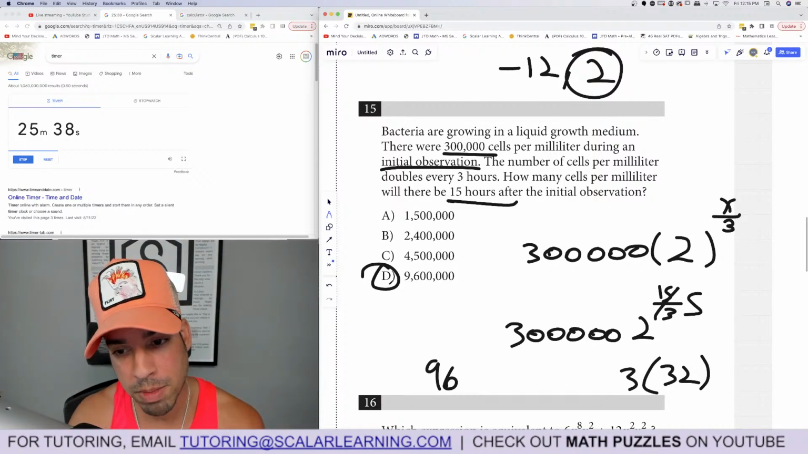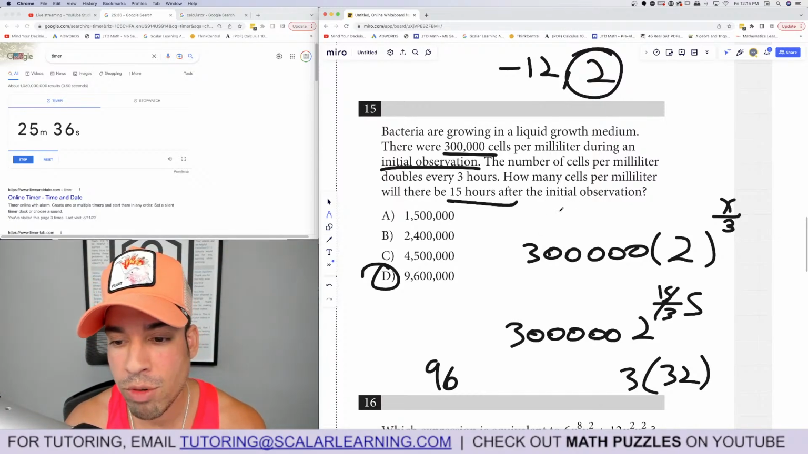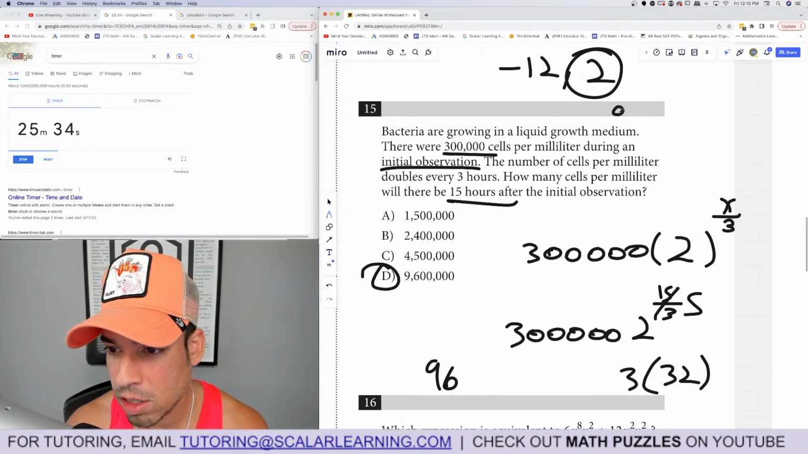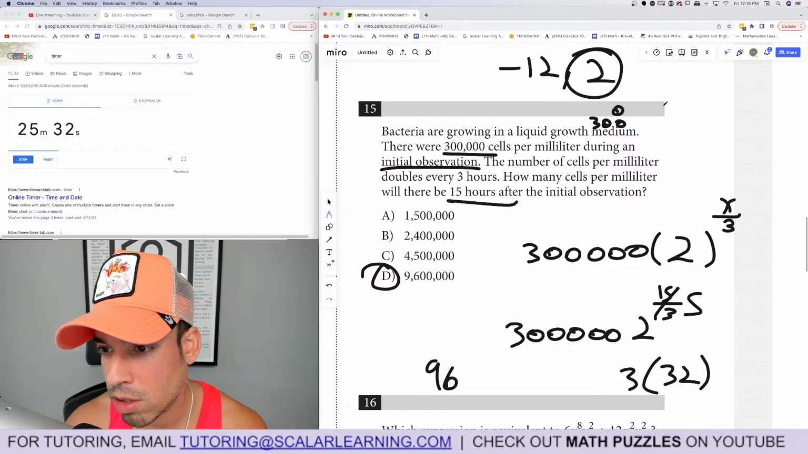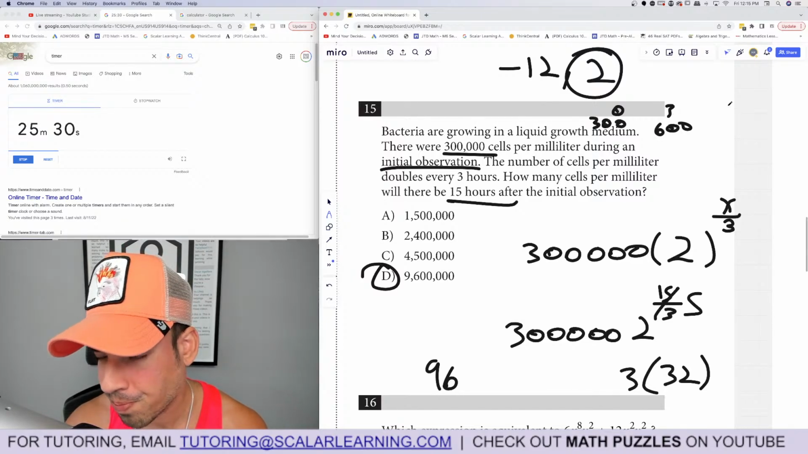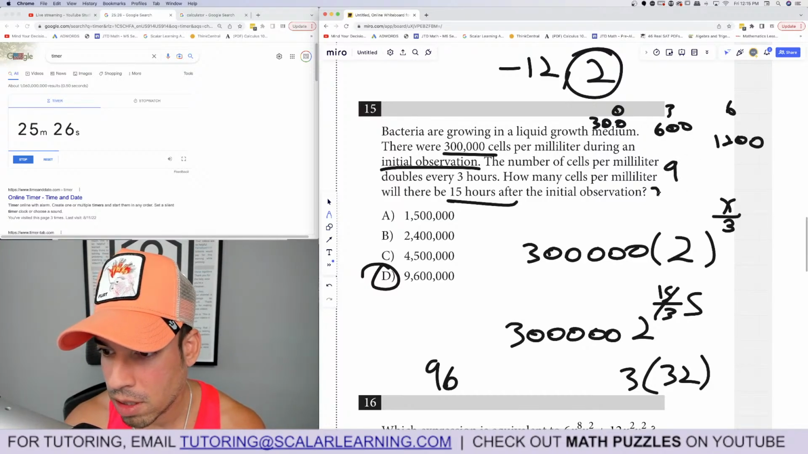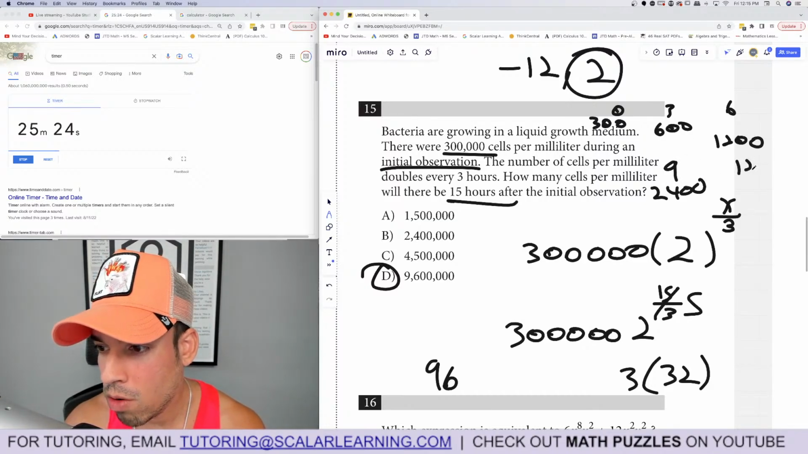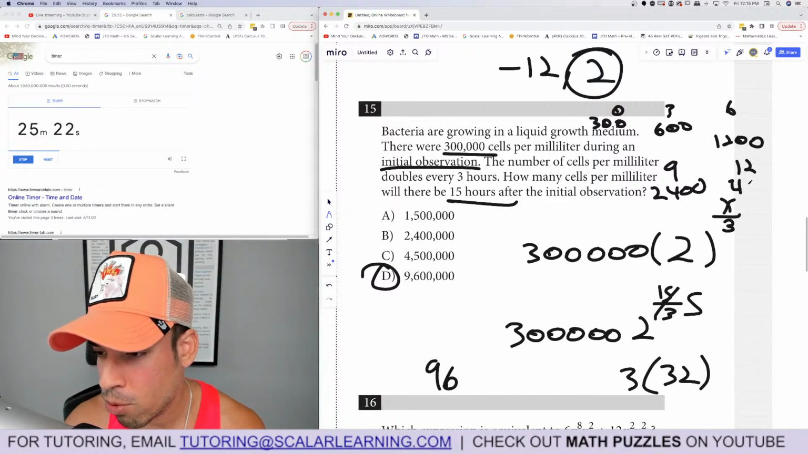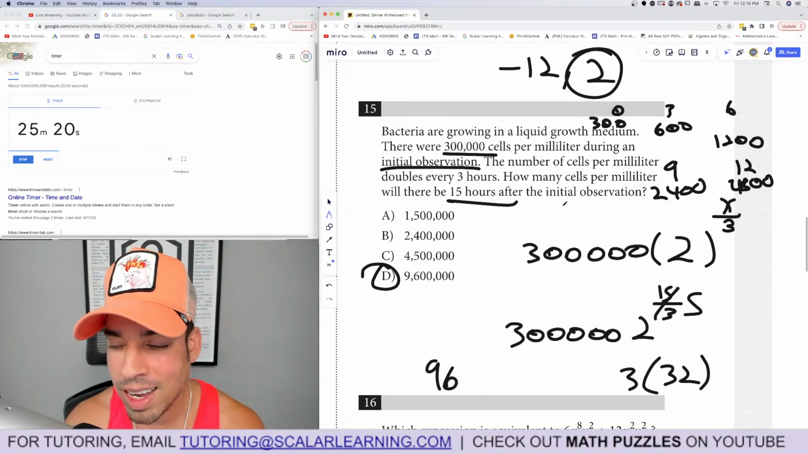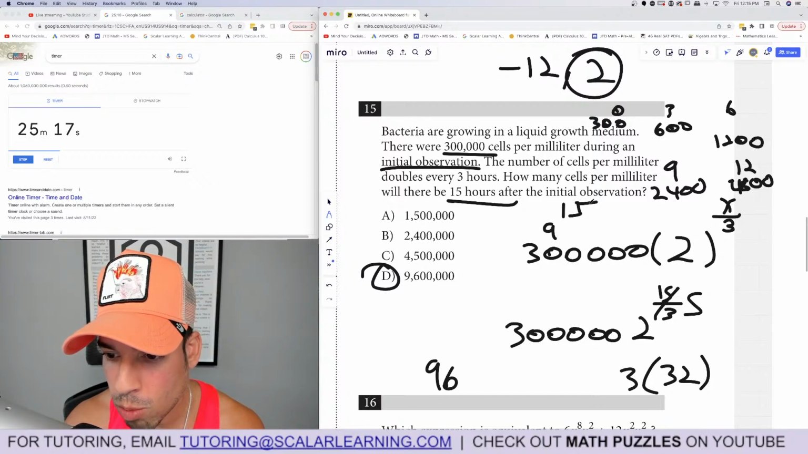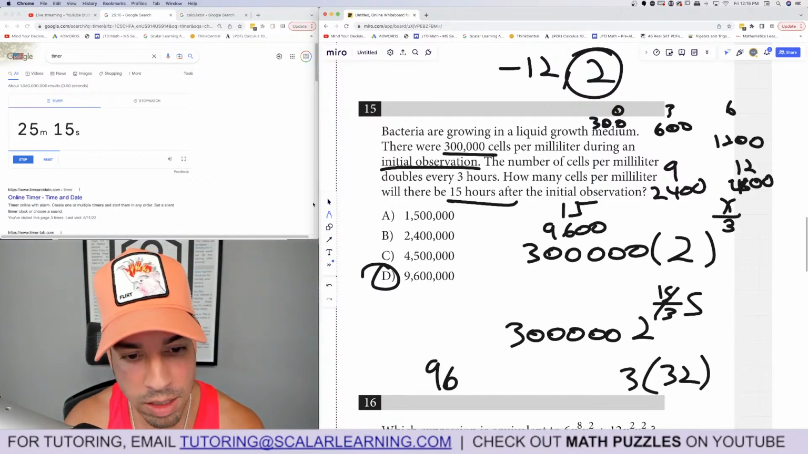Now I'm going to give you a backup method. Okay. So it doubles every 3 hours. So check this out. At 0, it's 300,000. At 3 hours, it's double. 6 hours, it's double. 9 hours, it's going to double. 12 hours, it's going to double, right? This is 4.8 million. And then 15 hours is going to double one more time, 9.6 million. Hence, D is the winner.